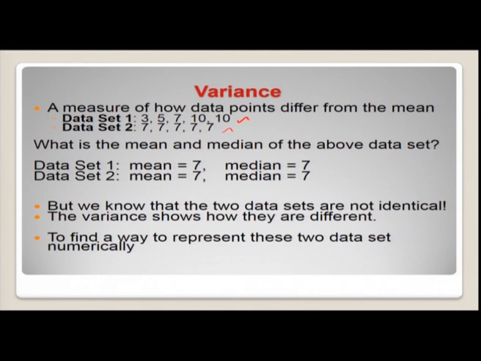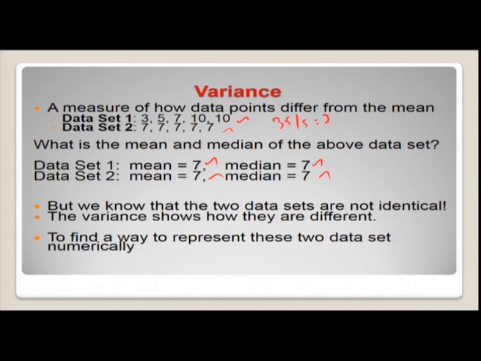So let us take the mean of the first data set. How do you take the mean? Add all and divide by the total number of data available. So 3 plus 5 is 8, 8 plus 7 is 15, 15 plus 10 is 25, 25 plus 10 is 35. So 35 divided by 5 data, you get 7. Similarly, you have 7, 7, 7, 7, 7. So 35 divided by 5, you again get 7. Now what is the median? Median denotes the central value, the middle value. So that is also 7 and 7.